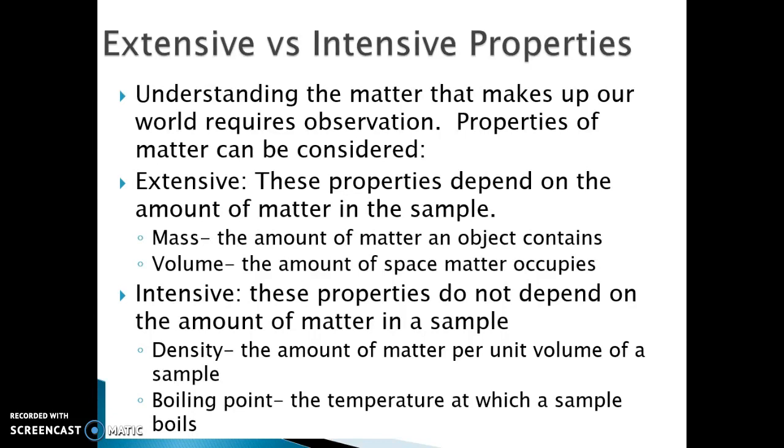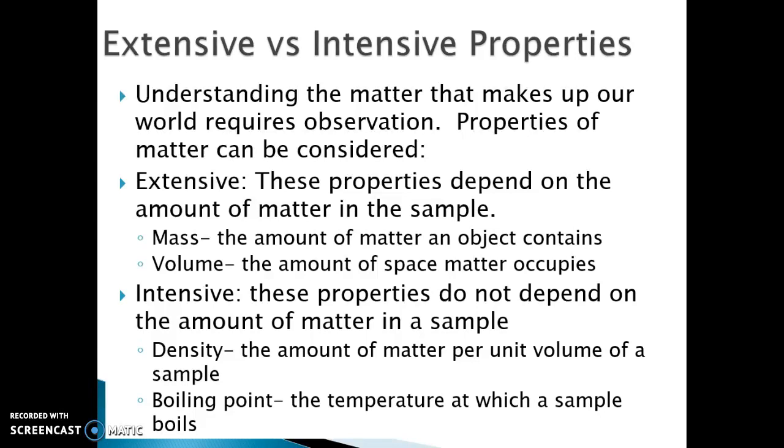The best example is density. So, just imagine that I had 2 pieces of gold. I had one piece of gold that was the size of a golf ball, and I have one piece of gold that's the size of a bowling ball. Even though those 2 objects are extremely different sizes, their densities are actually going to be the same, the exact same. The density of gold does not change no matter how much you have of that substance.